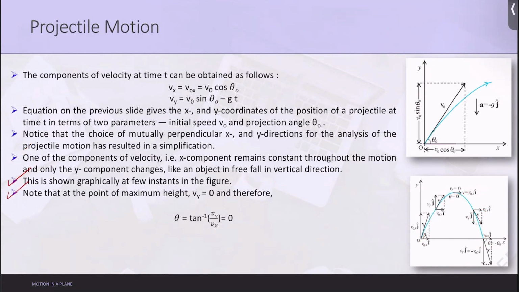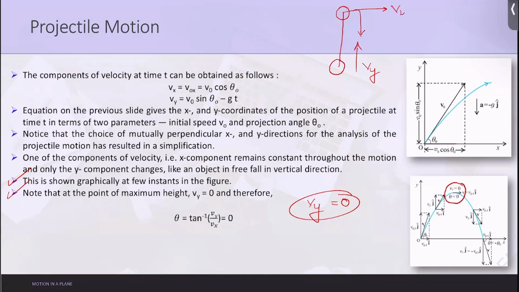Note that at the point of maximum height, the value of velocity vy is 0. This is similar to this scenario: suppose we had a ball and sent it upwards. First of all, it had some velocity, let us say vy. It went to the highest position and then dropped. If it is dropping from the highest position, then at the highest position, what is its velocity? The velocity at the highest position is 0. That is the same analogy that is put forward.